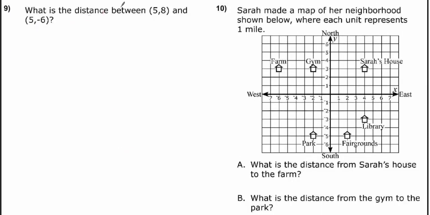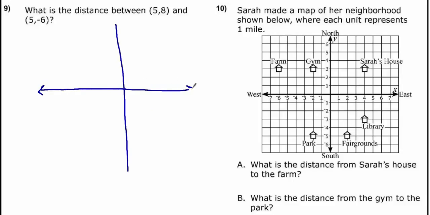So number 9, what's the distance between 5, 8 and 5, -6? Well, this is creating a coordinate plane. So let's draw our coordinate plane. There are the x's. Here are the y's. Every time you have a number like this, a coordinate pair, it's in the form of x then y. So 5 on the x, 8 on the y. There's going to be an 8 right up here, 5 out here. There's your first point right there.